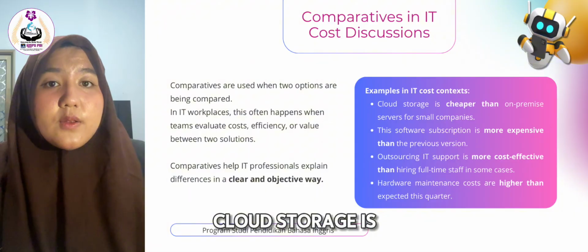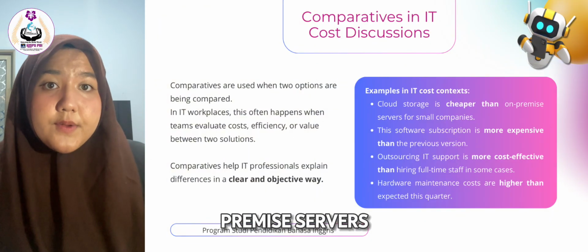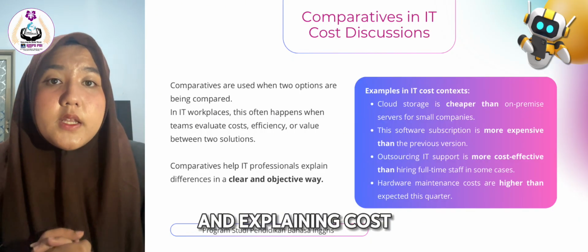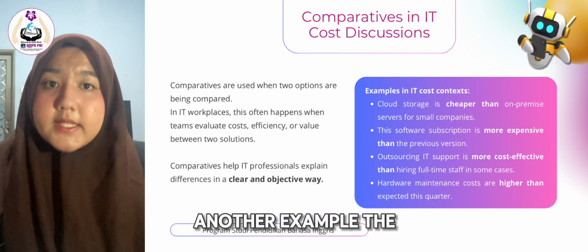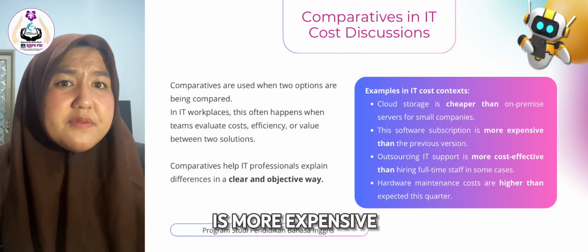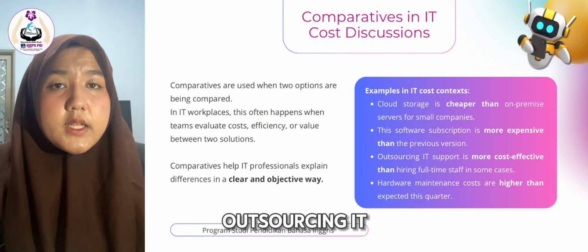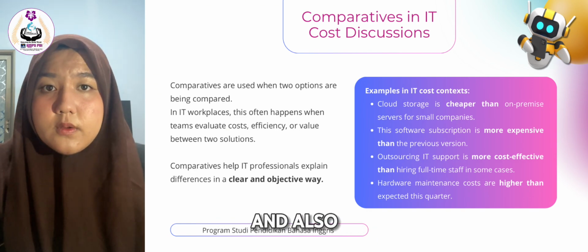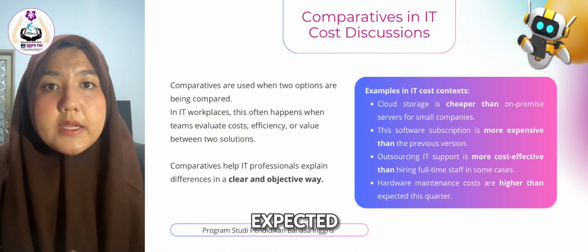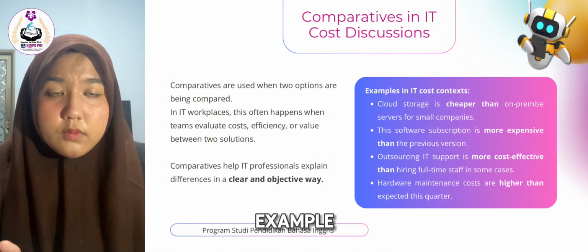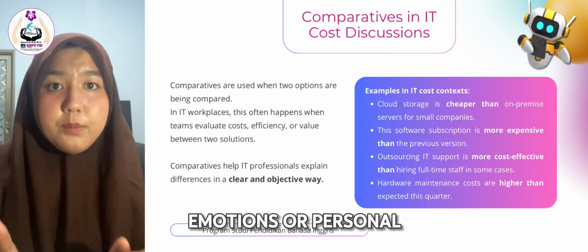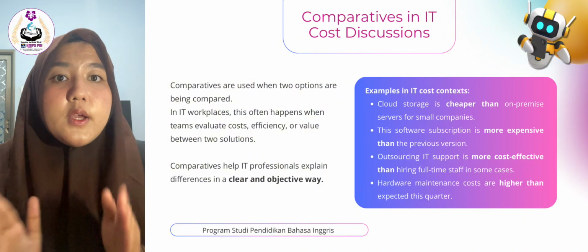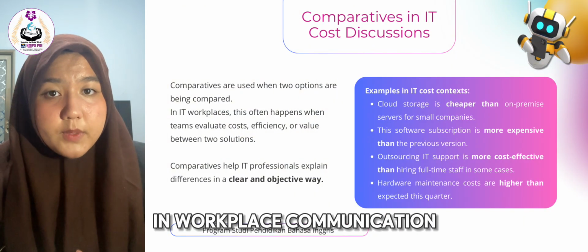For example, cloud storage is cheaper than on-premise servers for small companies. Here the speaker is comparing two options and explaining cost differences. Another example, the software subscription is more expensive than the previous version. Outsourcing IT support is more cost effective than hiring full-time staff in some cases. And also, hardware maintenance costs are higher than expected this quarter. In all of these examples, the speaker is not expressing emotions or personal opinion. They are comparing options professionally and logically, which is exactly what is expected in workplace communication.